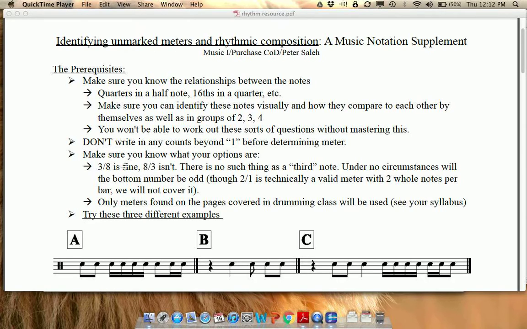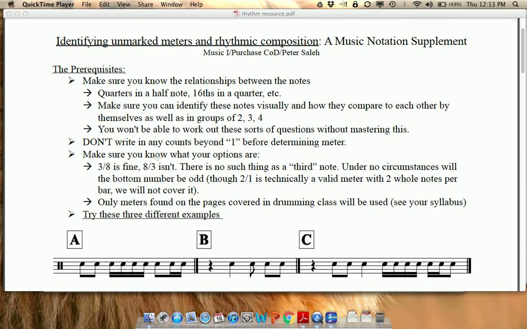The bottom number can only correspond to a note value. So an eighth note is a note value, so an 8 can be on the bottom. A quarter note, or a 1/4, is a note value, so a 4 can be on the bottom. A half note, or a 1/2, is a note value, so a 2 can be on the bottom. There is no such thing in music officially as a third note. So 3/8 is a possible time signature. 8/3 is not. It's a date on your calendar, and it's an actual fraction, but it's not a time signature.